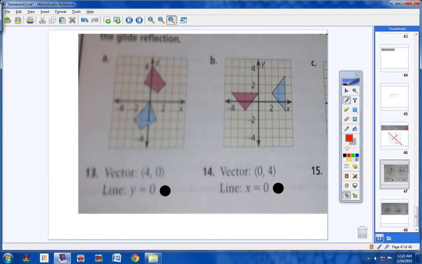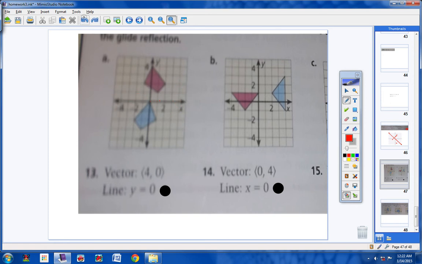Here's my pre-image, my blue image. If I were to take that and move it 4, 0, 4 to the right, 1, 2, 3, 4, and move it over here like this, and then reflect it in the line y equals 0, it would not land on top of that red object at all. Here's y equals 0 right here. If you were to reflect this object here, it would fall over here somewhere. So that's not going to work, okay?